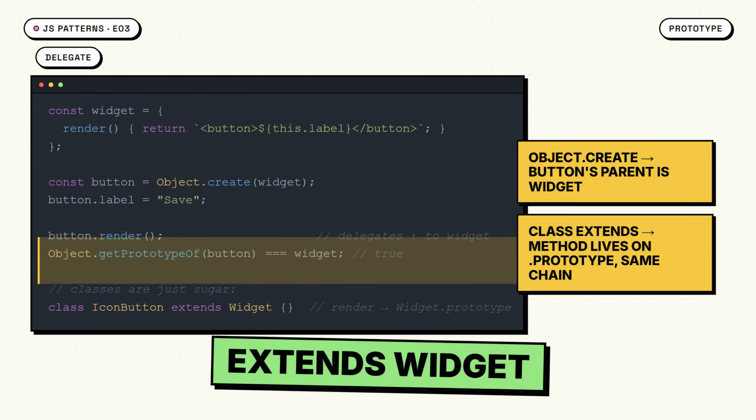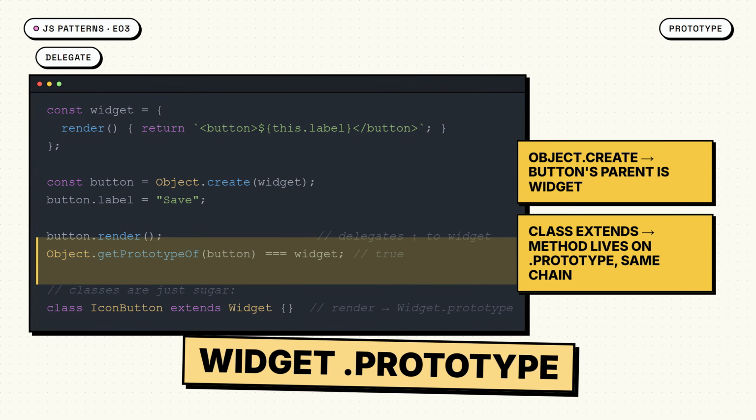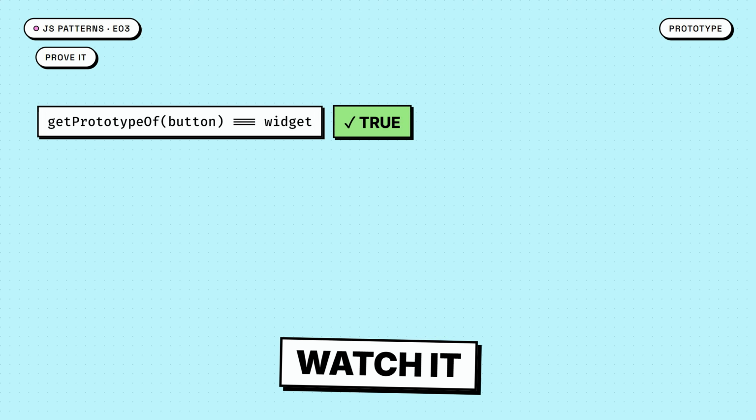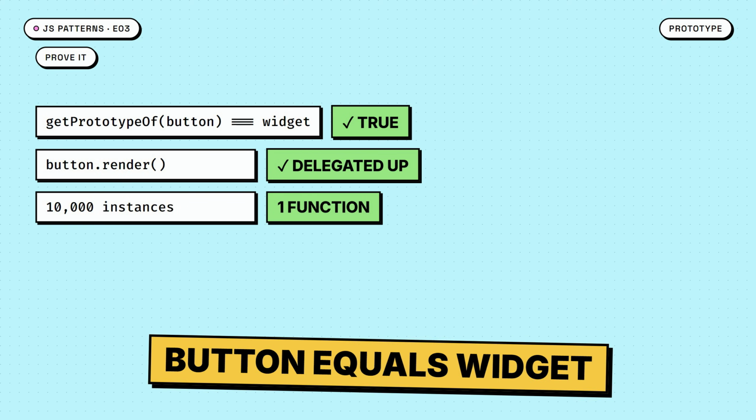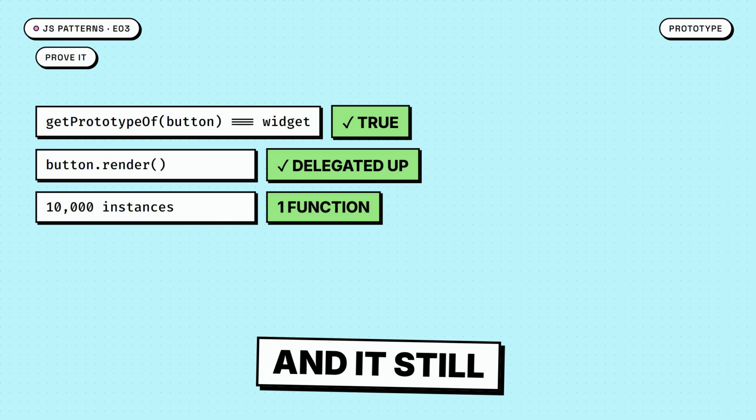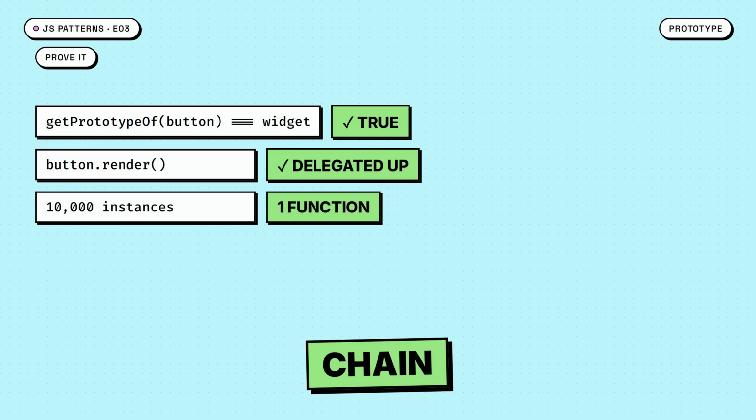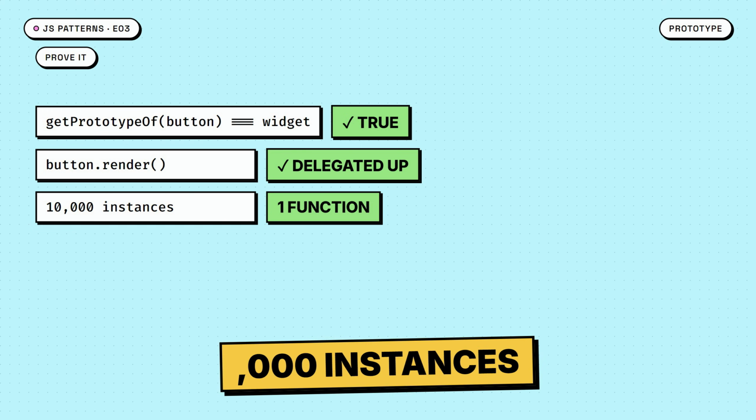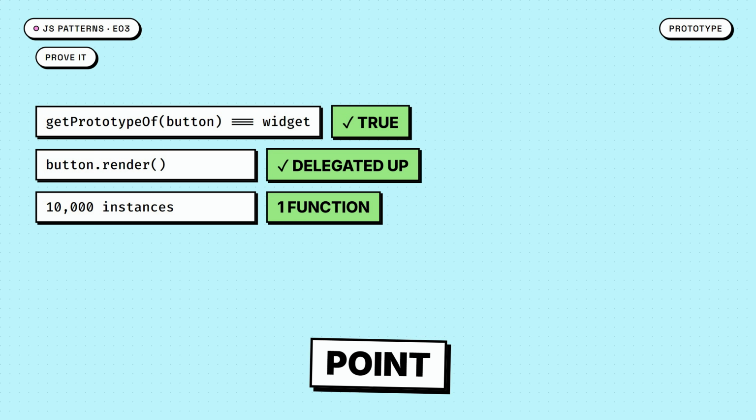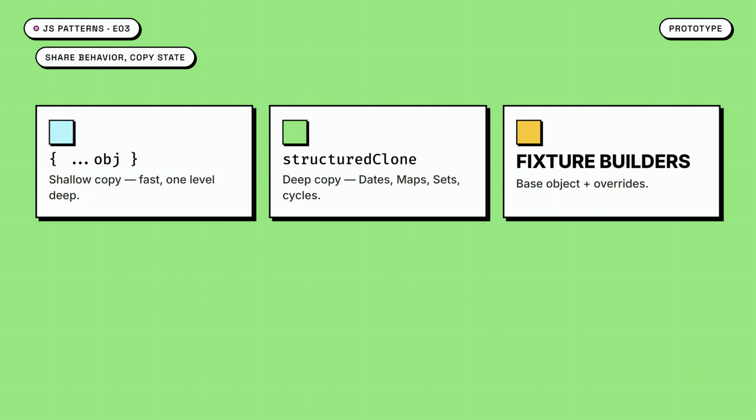Class IconButton extends Widget puts render on Widget.prototype, and every instance's chain ends right there. Watch it. Object.getPrototypeOf(button) === widget, true. Call render on a button that owns no render of its own, and it still works, delegated up the chain. Spin up 10,000 instances, and there's still exactly one render function in memory. That's the whole point.